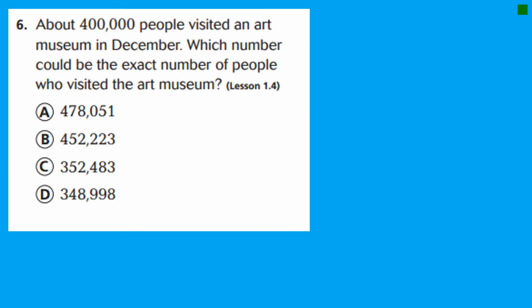Okay, last one. It's the last one on the page. About 400,000 people visited an art museum in December. Which number could be the exact number of people who visited the art museum? Cool. Look, boys and girls, we're going back to lesson 1.4. Rounding. Okay, so about 400,000 people visited. So your job is to find which one of these will round to 400,000. Now I underline that 4 because we're looking for highest place value situation here. We're looking at the 100,000s place. We're rounding to the 100,000s place.